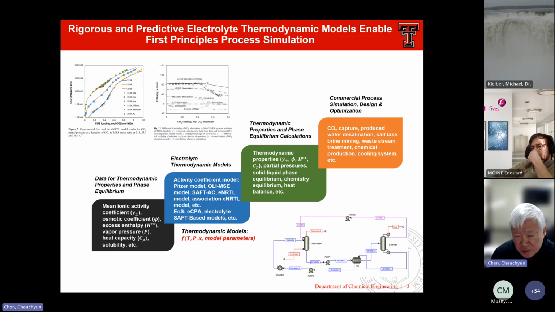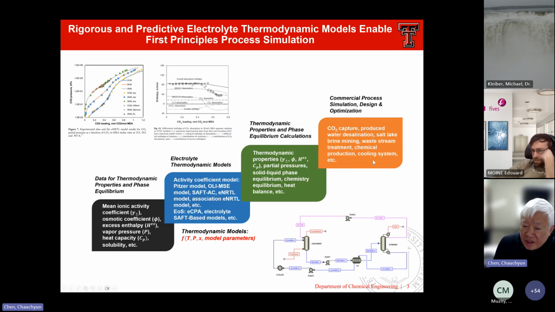Of course, we all practice process simulation. As Charles mentioned, we use simulation to deal with electrolyte solutions. We cover CO2 capture, produced water desalination, lake brine mining, waste stream treatments, chemical production, cooling systems, etc.